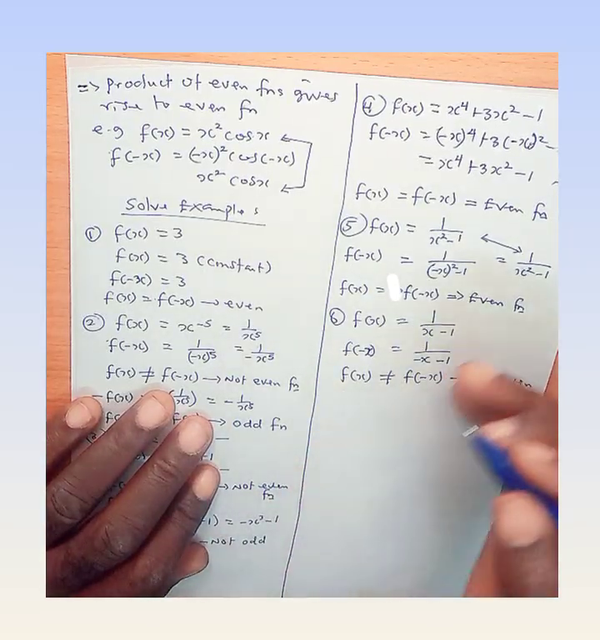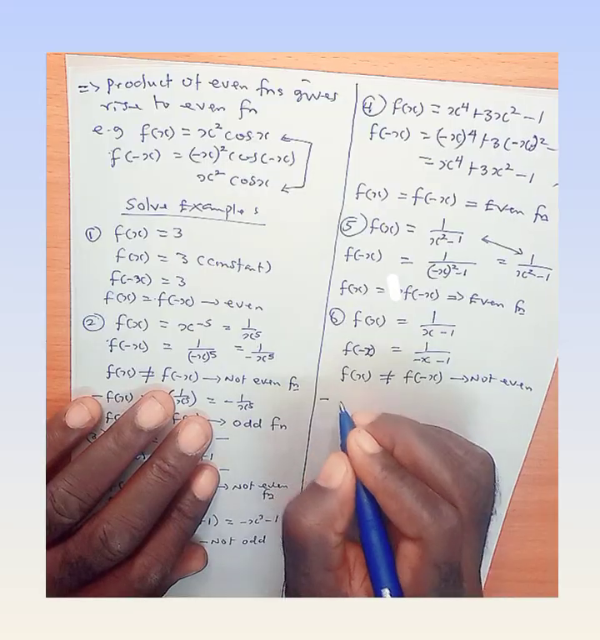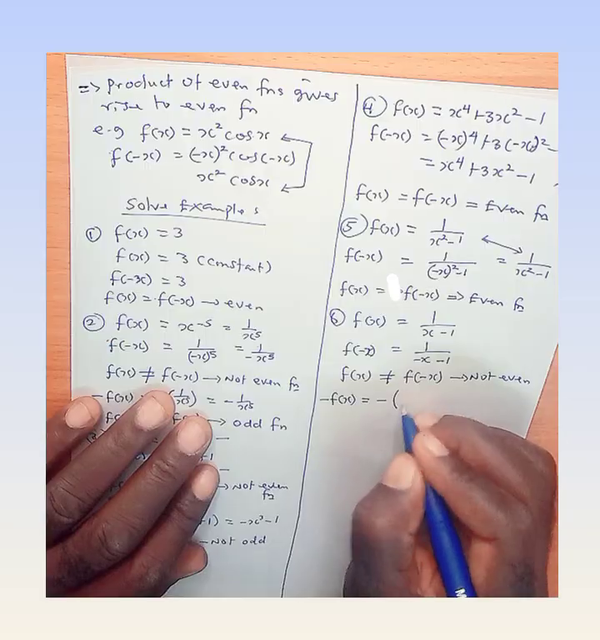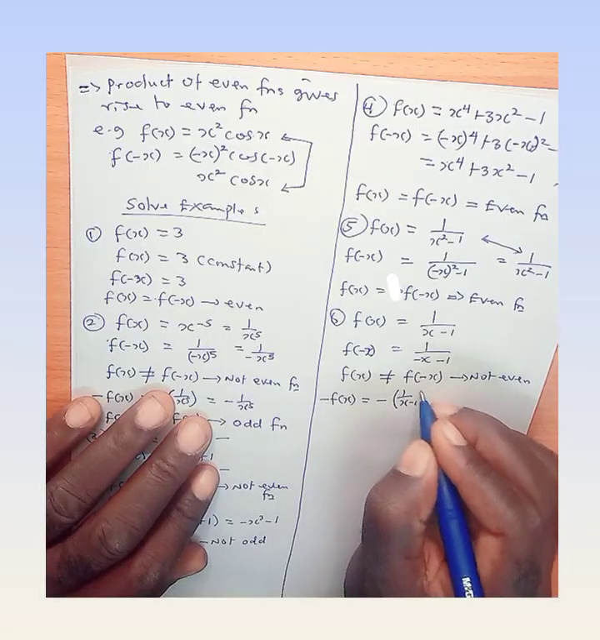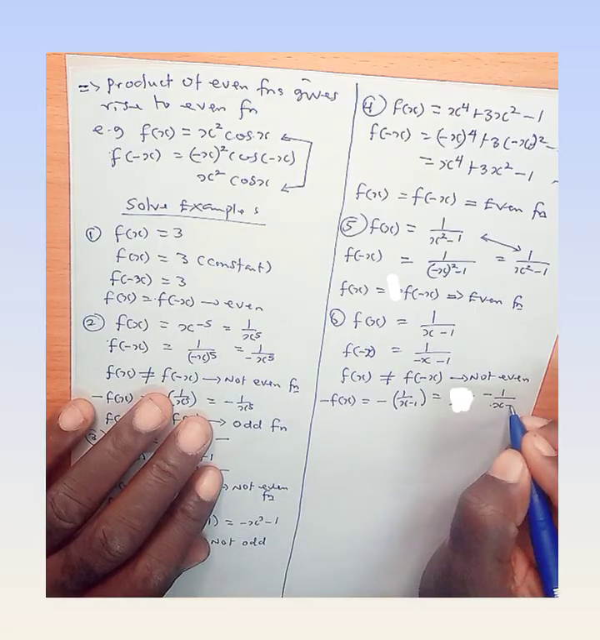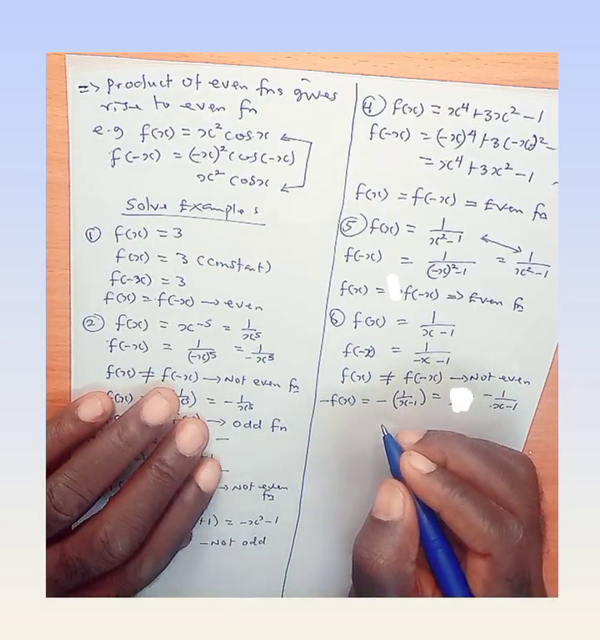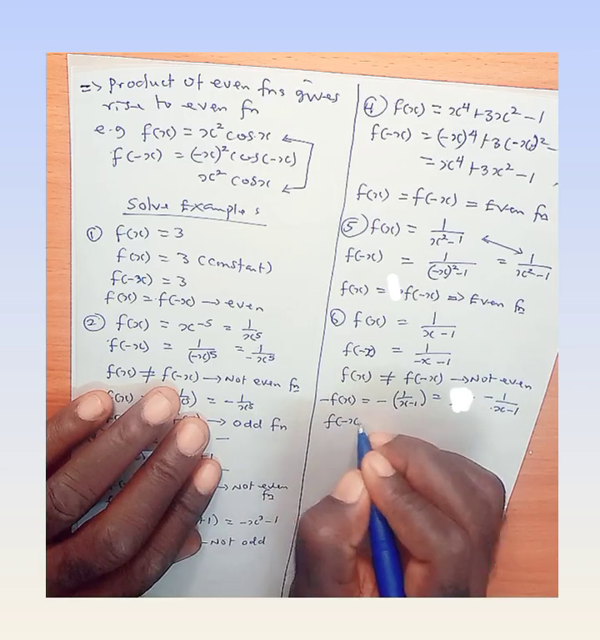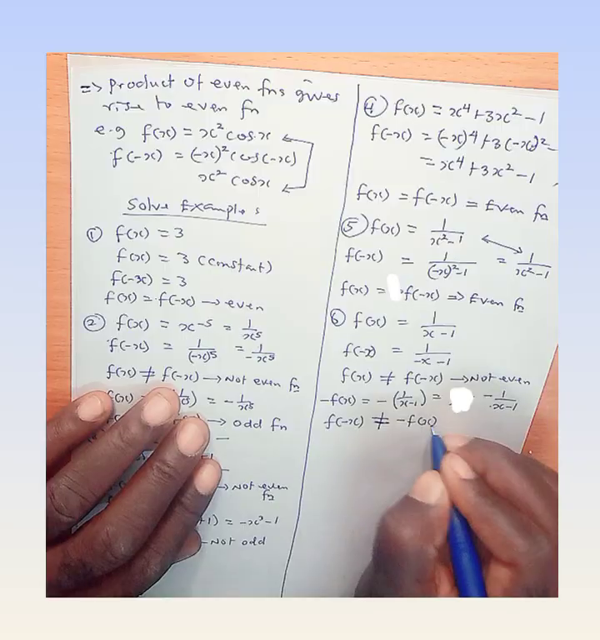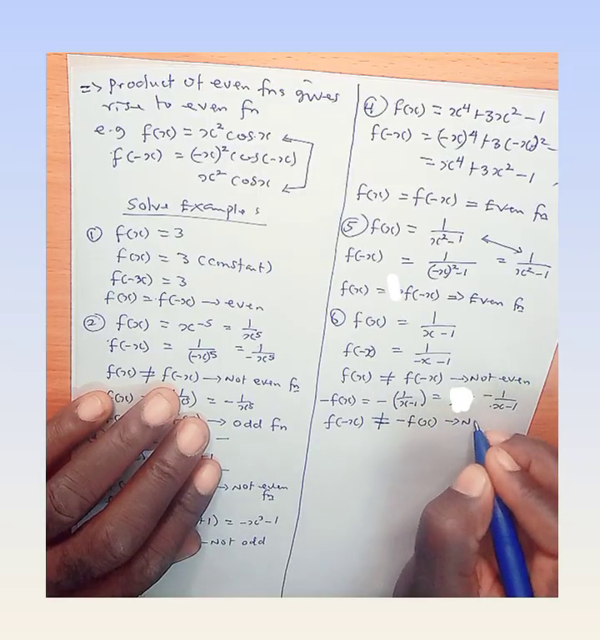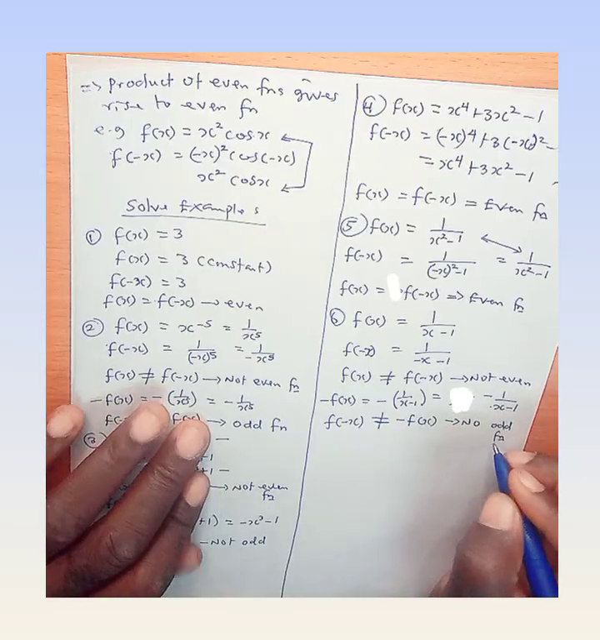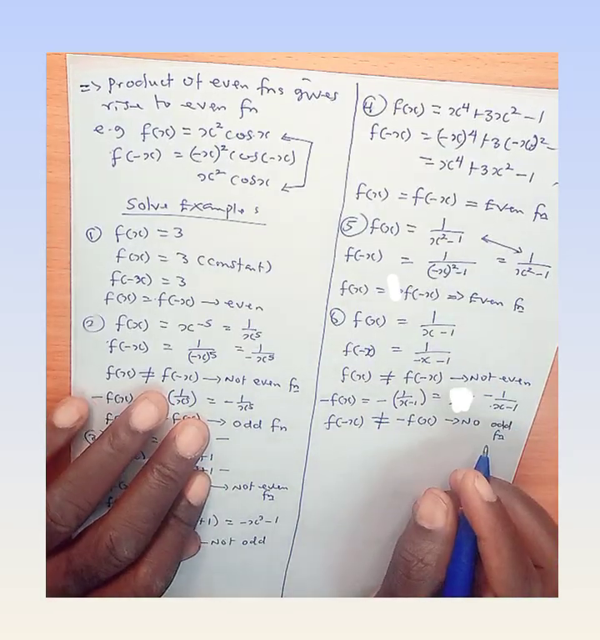Let us test whether it is an odd function. Then we test for the negative of f of x, which would be equal to minus f of x, which is 1 over x minus 1. When you open this bracket, this will be minus 1 over x minus 1. You also find out that f of minus x is not equal to minus f of x. For this reason, this function is not an odd function. You see that this function is neither an even function nor an odd function.